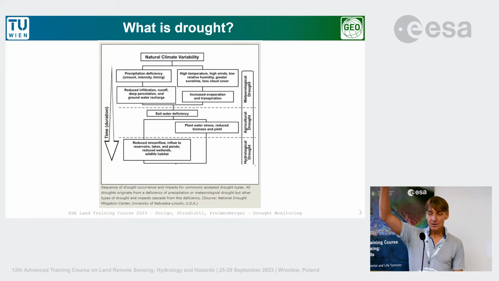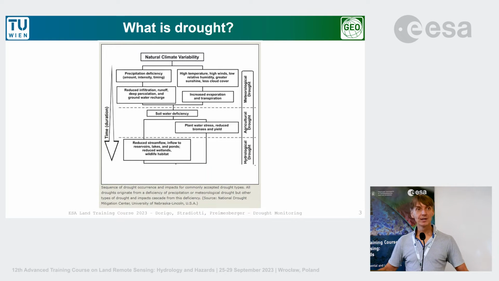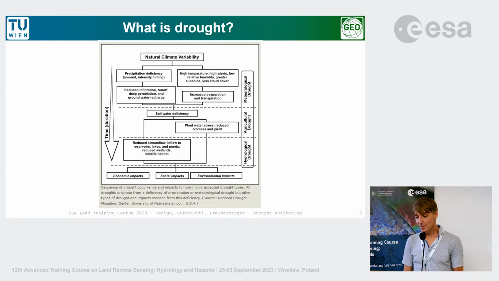So there's a strong, at the left you can see the time duration. So the longer the drought is, if you have one dry day, you don't yet talk about drought. But if this accumulates over time, then you get from a meteorological drought into the agricultural drought and hydrological drought. And in the end, it may even have far-going impacts on economy, for example. So food prices, food commodities. Social impacts may even lead to migration, for example.